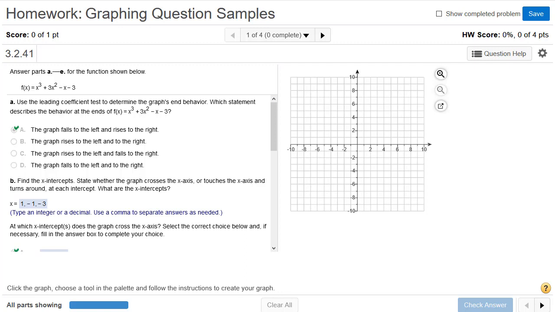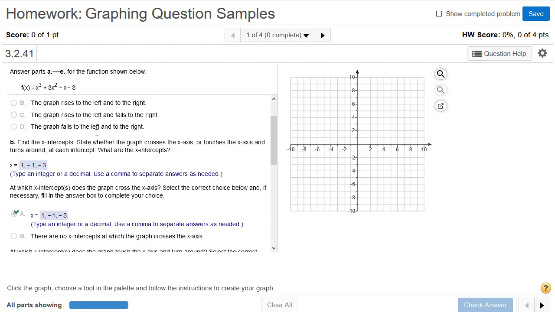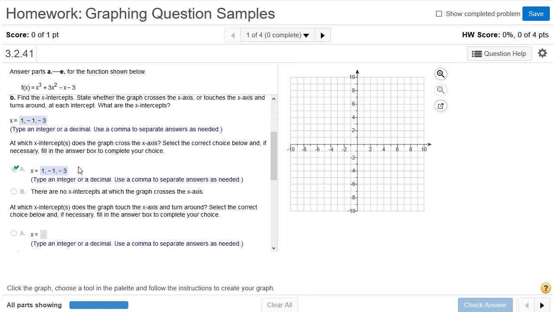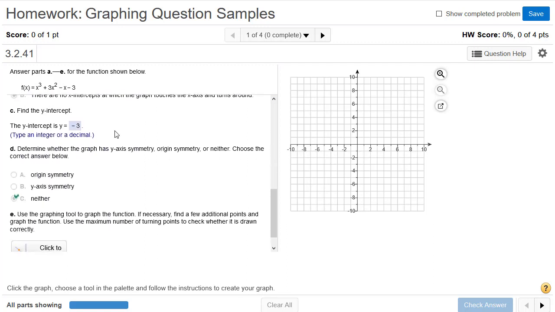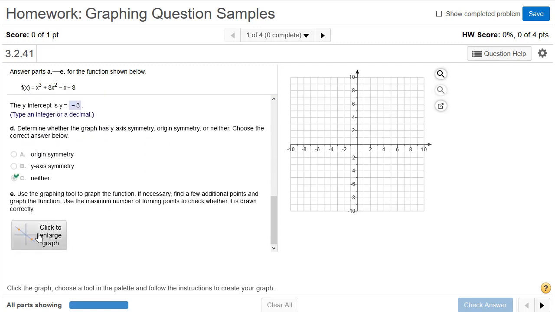Here we have the graph of a cubic, which has multiple parts, asking them to evaluate how it is rising and falling, what the zeros are, and whether these are zeros where the graph passes through, or zeros where the graph turns around, of course repeated zeros. What is the y-intercept? After they answer all of these questions, finally they actually get to graph the polynomial.